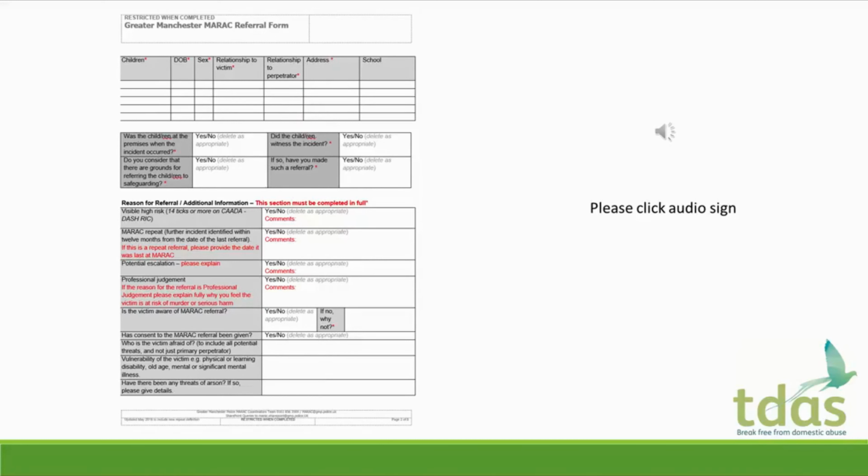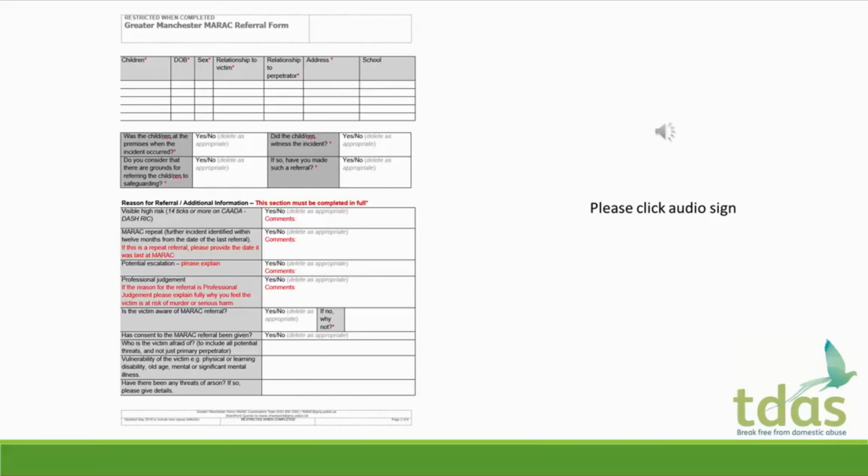If you are making a referral to MARAC, as you have assessed the victim as being high risk of harm and there are children in the household, a safeguarding referral should always be submitted to first response. The next section deals with the reason for the referral. The first 4 boxes are the 4 thresholds for referring a case to MARAC.